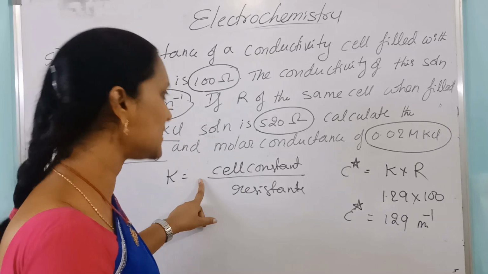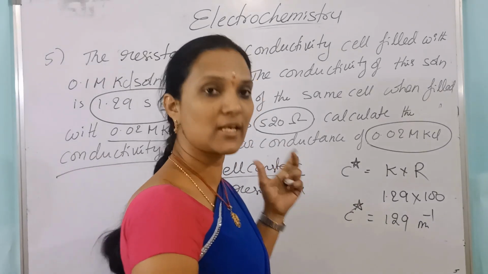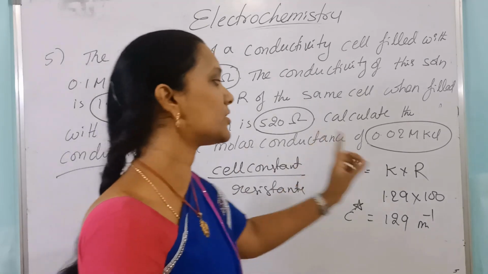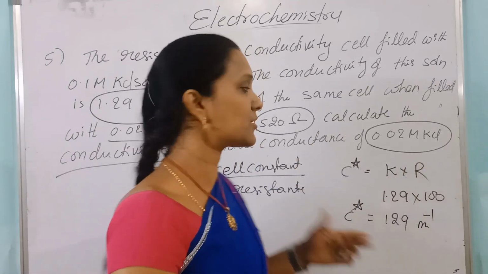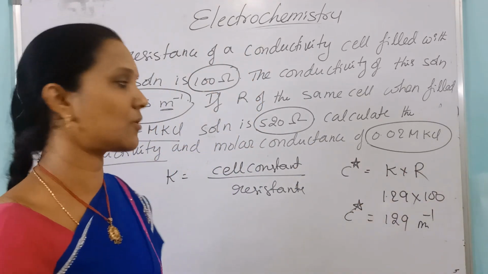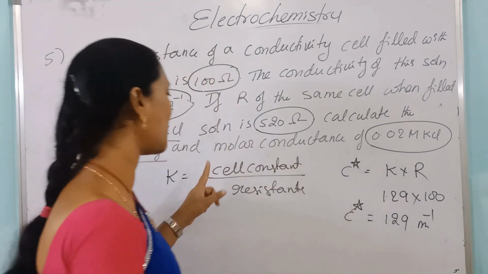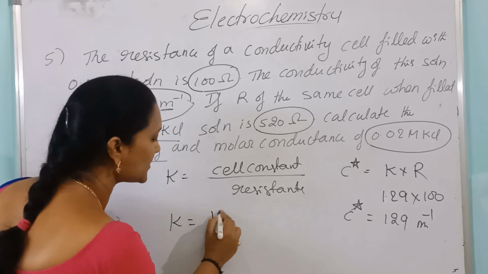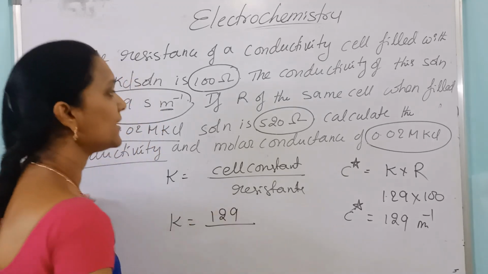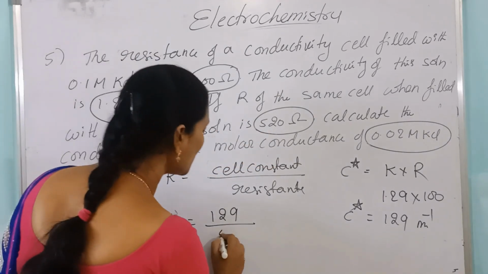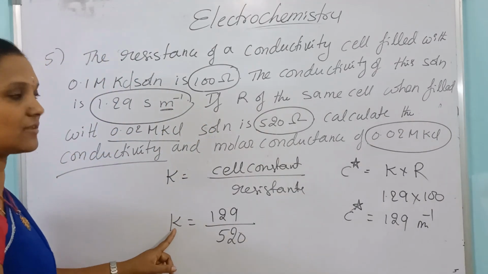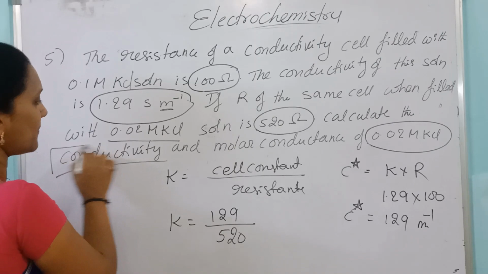To calculate this, we need the cell constant. The cell constant is not given, but another solution is given in which K and R are mentioned. So first we should find the cell constant, and this cell constant we have to use here. Now K is equal to the cell constant 129 by its resistance 520. 129 by 520, this is the K, nothing but specific conductance. This is completed.